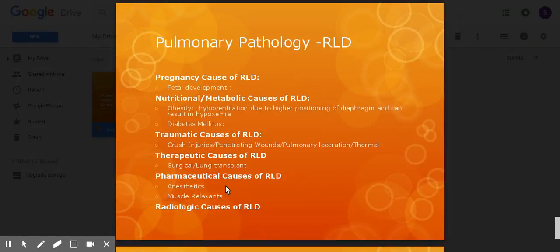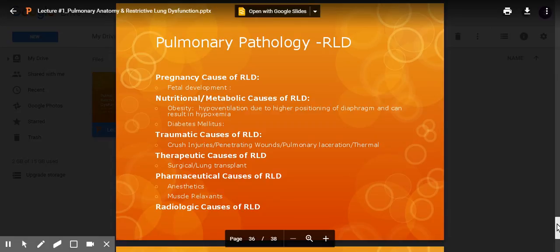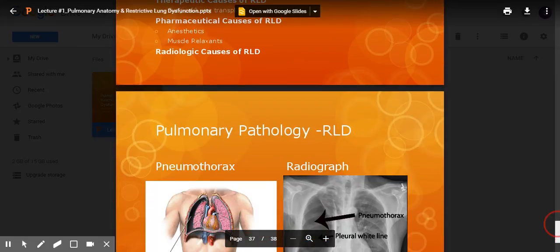Pharmaceutical causes of restrictive lung dysfunction: some of the anesthetics that are used, muscle relaxants. Obviously if those things change the ability to ventilate, they're going to restrict the volume of air exchanged.